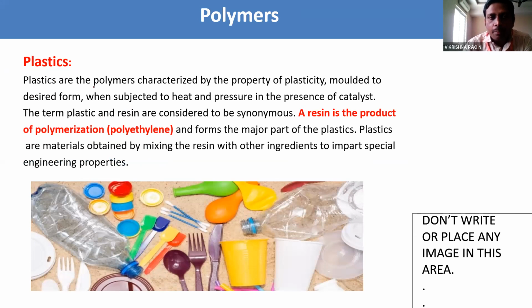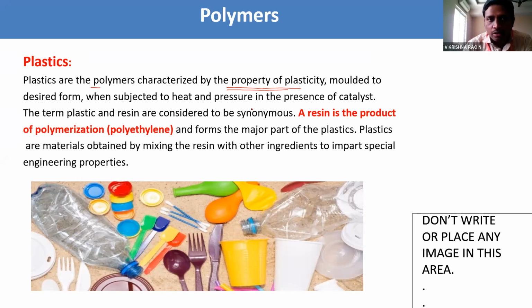Here plastics are polymers. Already you know plastic, rubber, all these are polymers. Plastics are polymers characterized by the property of plasticity. They can be molded to a desired form, so we are going to make them in a desired shape when subjected to heat and pressure.